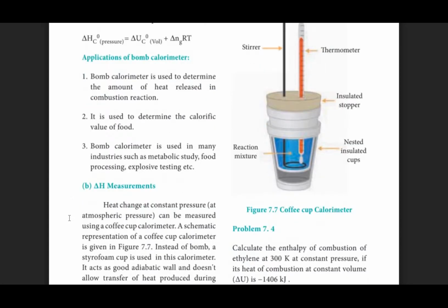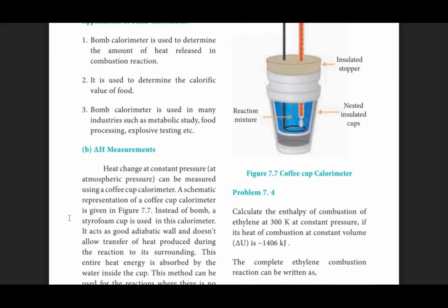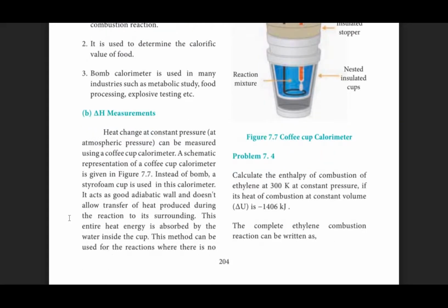Next is delta H measurement. Heat change at constant pressure, that is the atmospheric pressure, can be measured using a coffee cup calorimeter. A schematic representation of a coffee cup calorimeter is given in this picture, which is given in the next column. Instead of a bomb, we are taking a styrofoam cup, a foam cup, which is usually given in functions and all, that is used in this as a calorimeter.